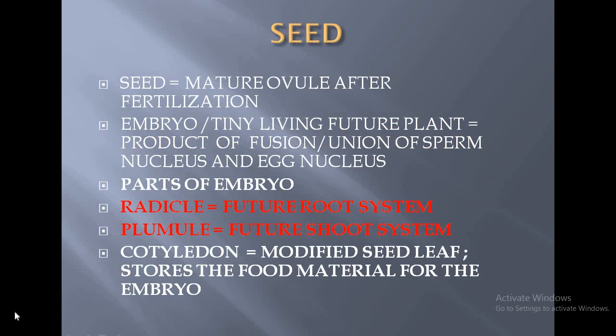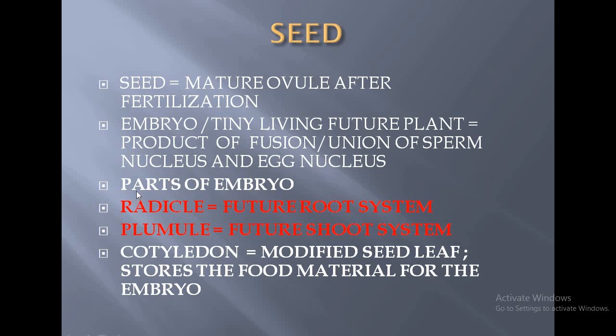So what are seeds? Seeds are mature ovules which are formed after the process of fertilization. Inside a seed, as you have seen in the previous class diagram, there is an embryo. So what is an embryo? An embryo is actually a tiny living future plant present inside the seed. And this embryo is the product of fusion or union of the male nucleus with the female nucleus, that is the sperm nucleus and the egg nucleus.